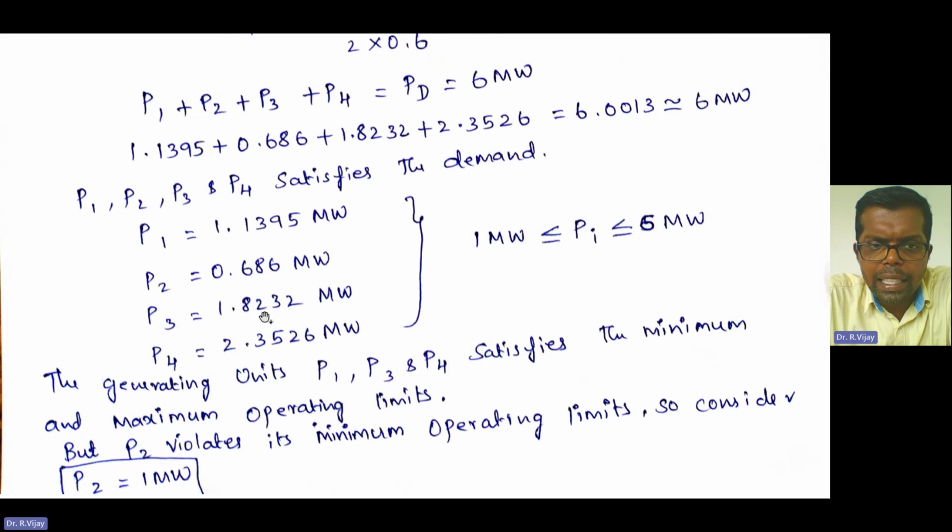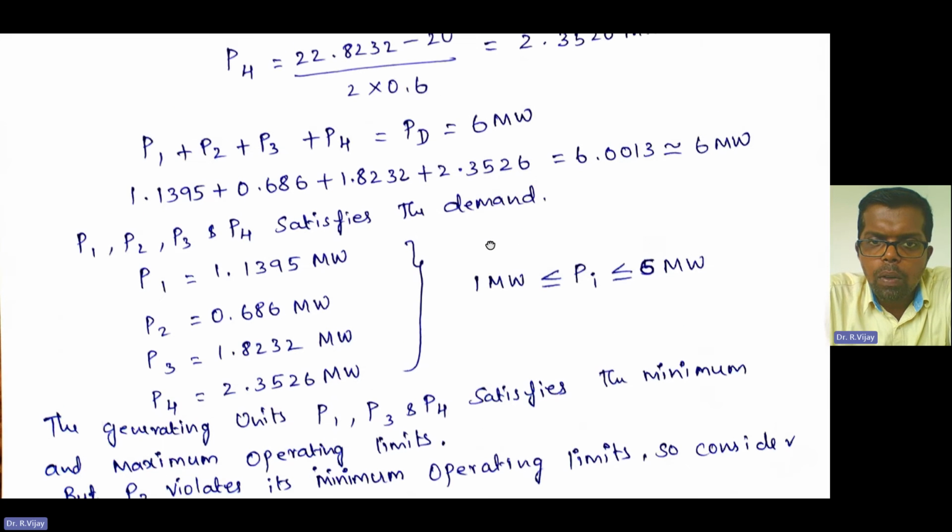While checking this, the generating units P1, P3, and P4 satisfy the minimum and maximum operating limits, but P2 violates its minimum operating limit. So you need to consider P2 as 1 megawatt. That is, if it violates the minimum operating limit, you need to consider the minimum operating limit value. The minimum operating limit value mentioned in the problem is 1 megawatt.